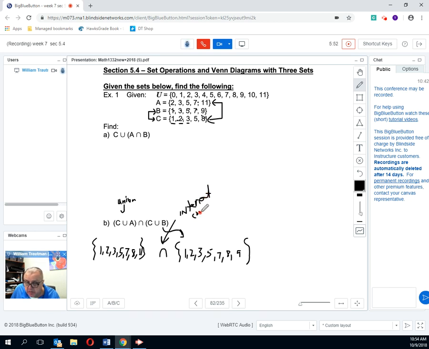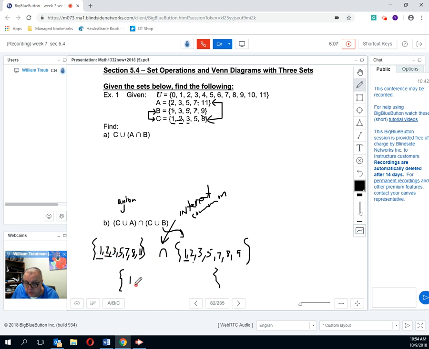What's in common with both of these? So we're going to create our final set notation. What's in common? What's the intersection? They both have a 1. That's the intersection. They both have to have it.